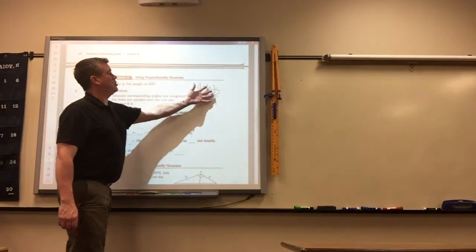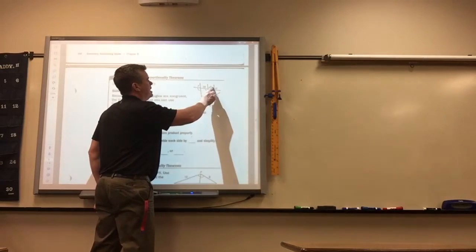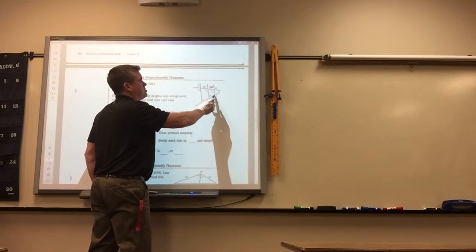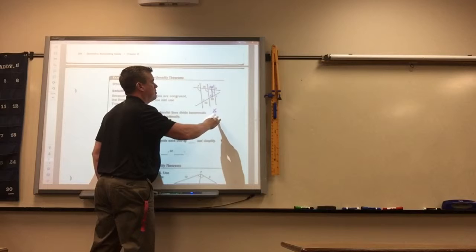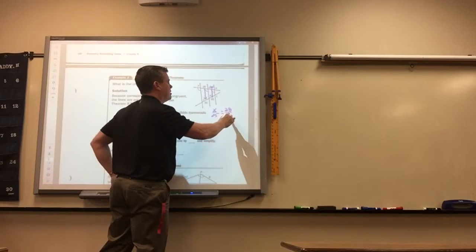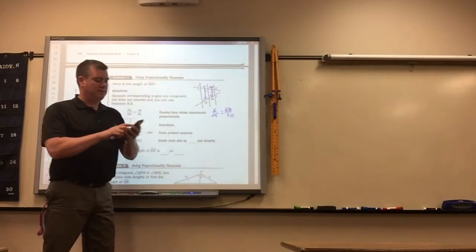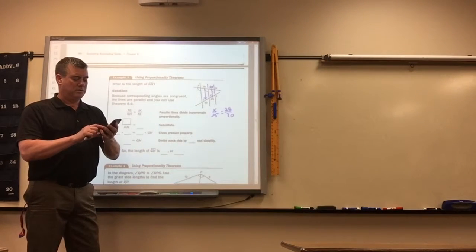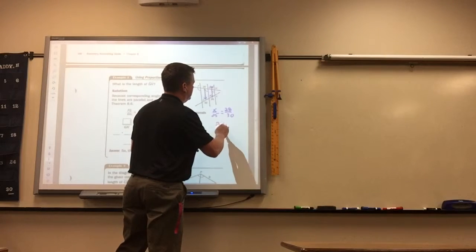Okay, so like I showed you here, they're wondering how long is GH. So we can just write a proportion. X to 25 equals 28 to 30. So 25 times 28 divided by 30 is 23.3 repeating.